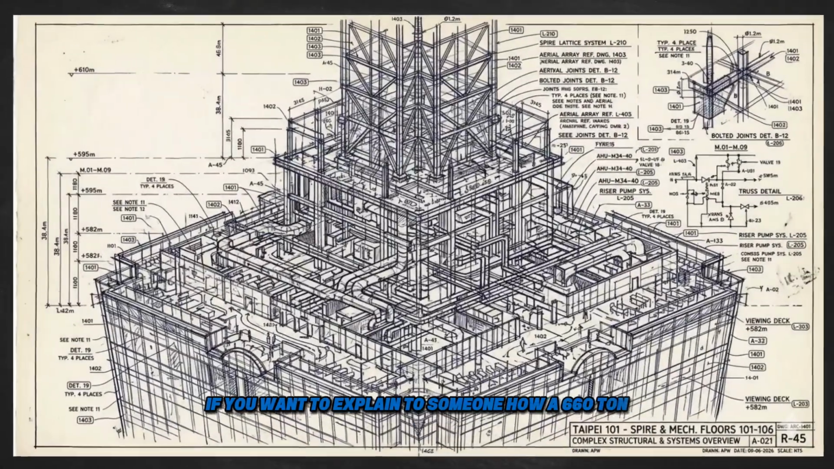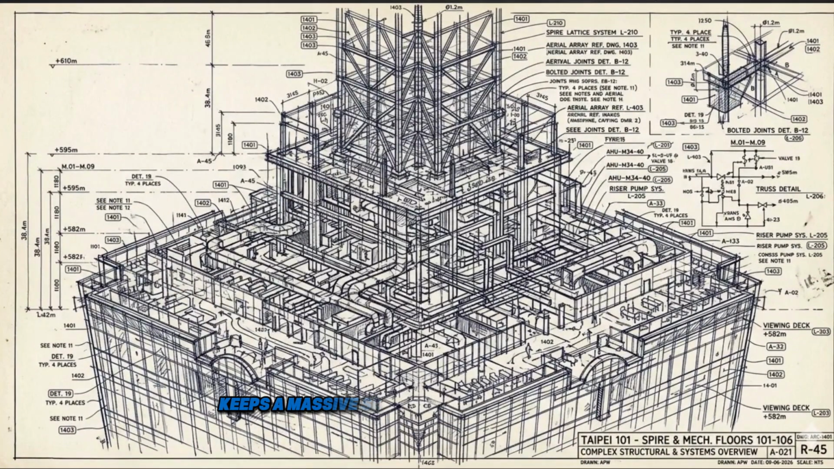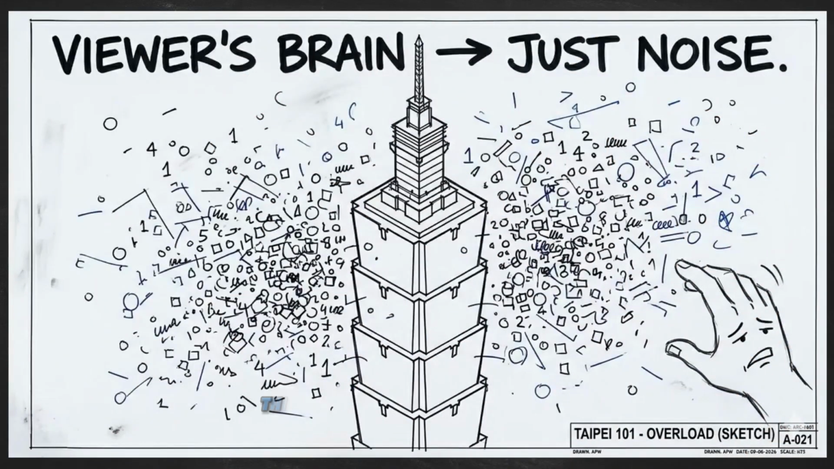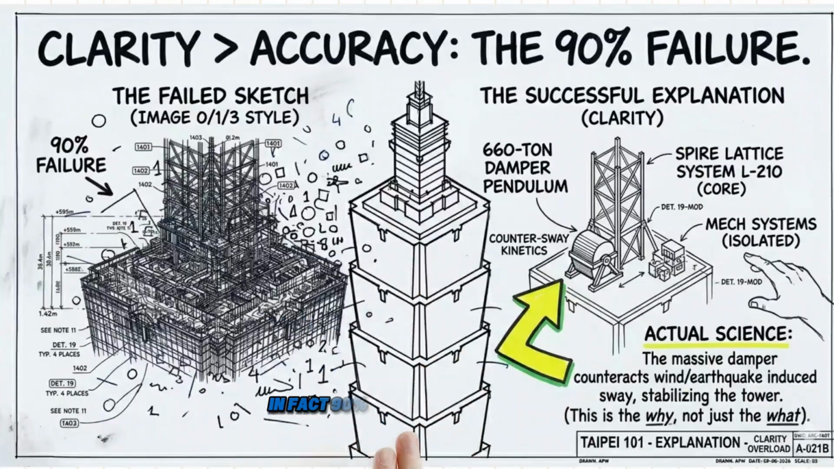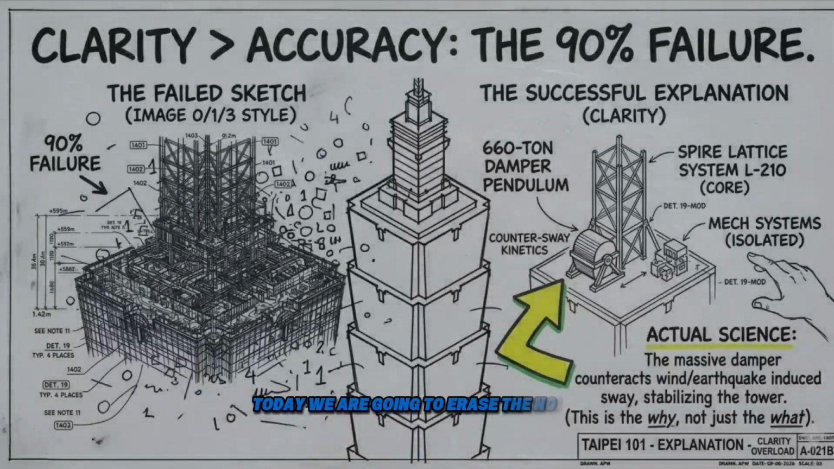If you want to explain to someone how a 660-ton steel pendulum keeps a massive skyscraper from collapsing during an earthquake, do not draw it like this. What you're looking at is technically accurate, but to your viewer's brain, this isn't information, it's just noise. In fact, 90% of technical sketches fail to explain the actual science because the creator confuses accuracy with clarity. Today, we are going to erase the noise.